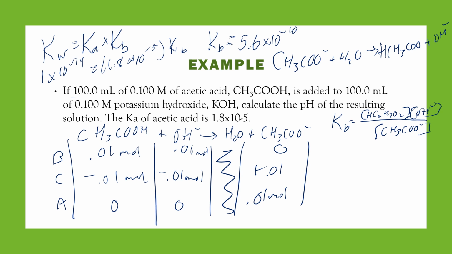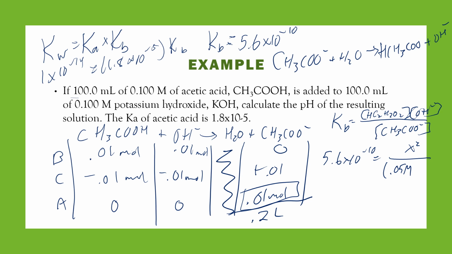And so now I'm going to start plugging in those values. And again, this is following the pattern from section 8.3. I have my 5.6 times 10 to the negative 10th, and it will be x squared over the, I forgot to calculate the molarity. So this is the 0.01. You have to divide by the total volume. We added 100 milliliters and 100 milliliters, so that's 0.2 liters total, which will give me my molarity of my conjugate base there, which is 0.05 molar, and that minus x at equilibrium.